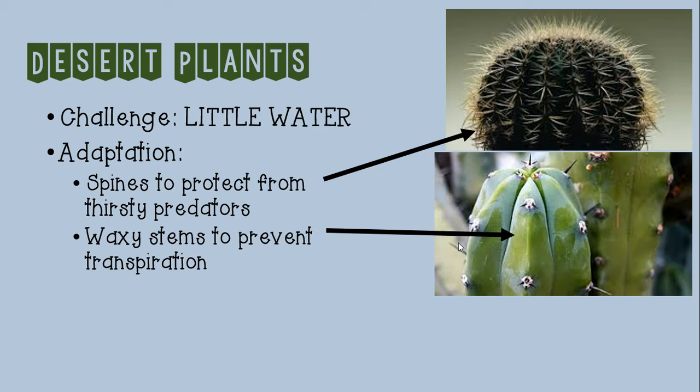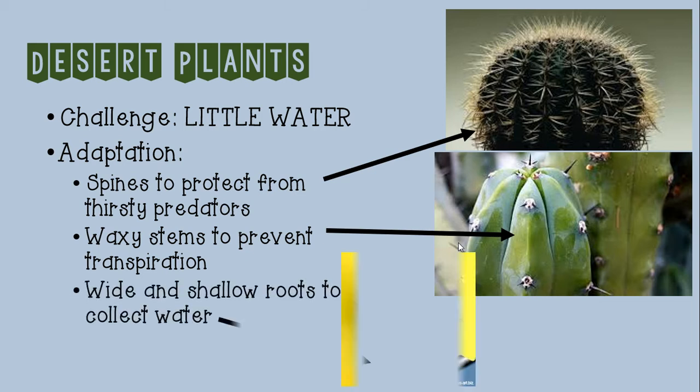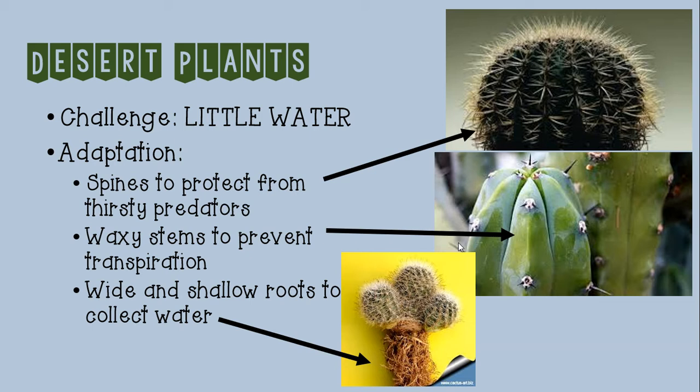So waxy stems prevent that from happening and prevent that water from leaving the plant so it can stay in the plant. They also have wide and shallow roots to collect the water. That little rain that they get in the desert, they need to be able to collect it in the roots because they don't know when it's going to be the next time that's going to rain in the desert. So they need to collect as much water as possible.